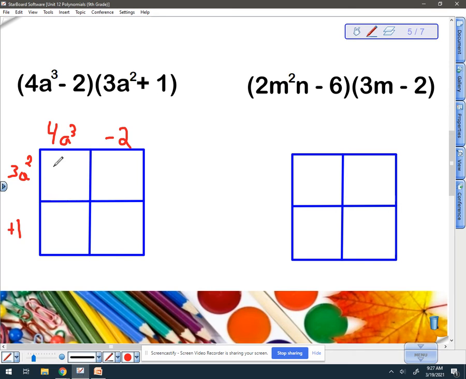Now, multiply them. This box goes to this one and this one. So 3 times 4 is 12. And then a times a, so we have an a. And then a 2 and a 3 make 5.